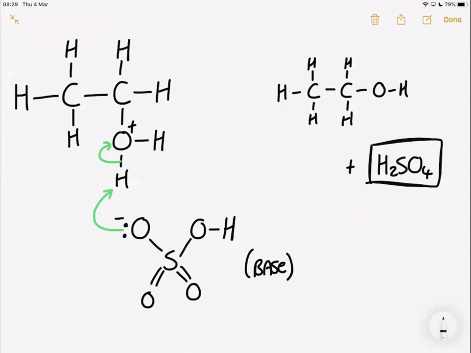So do you have to do it this way? No, obviously not, because that other version of the mechanism is completely acceptable at A level. This is probably a bit more accurate. It's probably not the most accurate version, though. There are other considerations, but I'm not going to worry about those in this video.